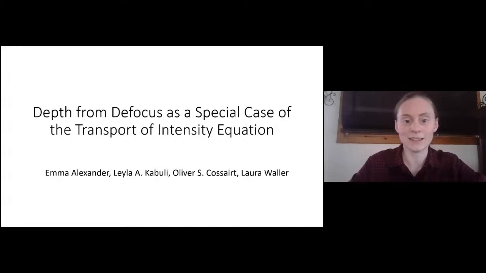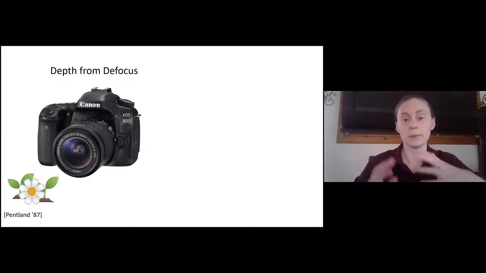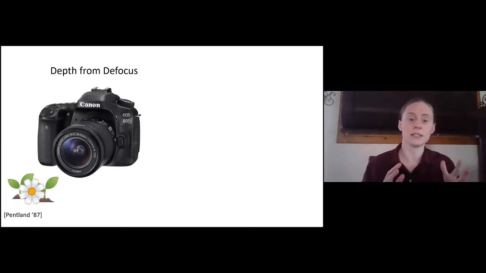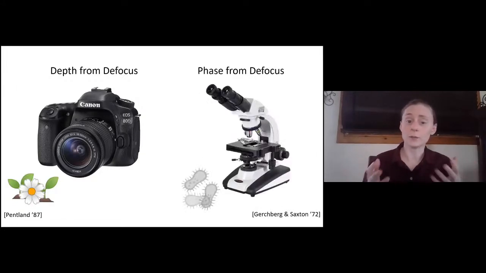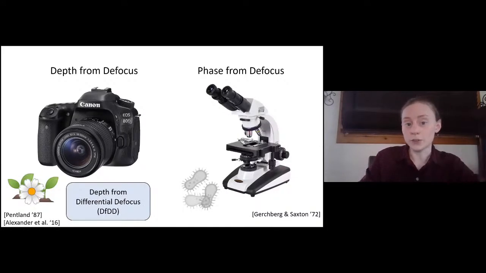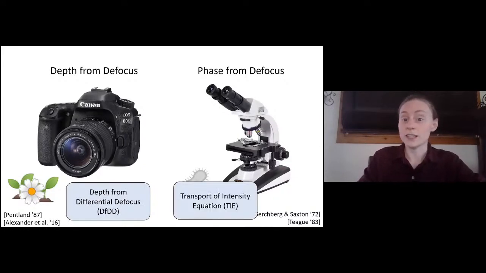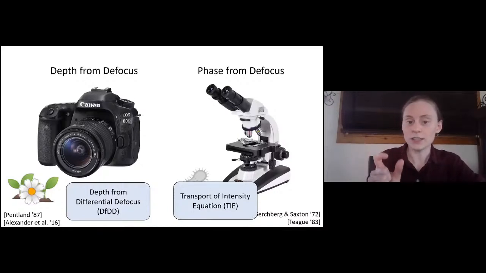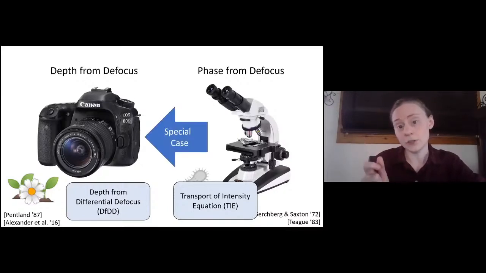Hi, this is Emma, and I'll be telling you about a new connection between depth from defocus and the transport of intensity equation. The depth from defocus problem in photography seeks to recover the depth of a scene from images captured under different focus settings. Similarly, phase retrieval in microscopy determines object phase by comparing intensity captures at different planes. Both of these problems have been considered in a differential setting, with depth from differential defocus in photography and the transport of intensity equation, or TIE, in microscopy.